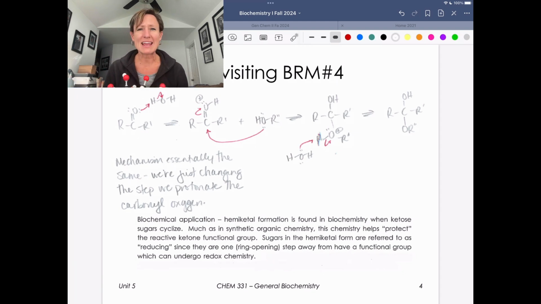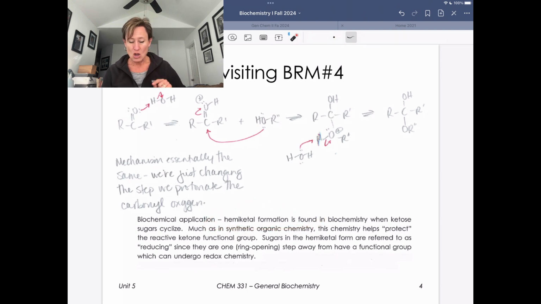Okay, so we're going to see the same sort of chemistry happening biologically. Just going through our reaction mechanism here, I'm going to read at the bottom. Hemiketal formation is found in biochemistry when ketose sugars cyclize. And this is just for a reaction mechanism; aldose sugars do it as well, but this was looking at your carbonyl as part of a ketone. Much as in synthetic organic chemistry, this chemistry helps protect the reactive ketone or aldehyde functional group.